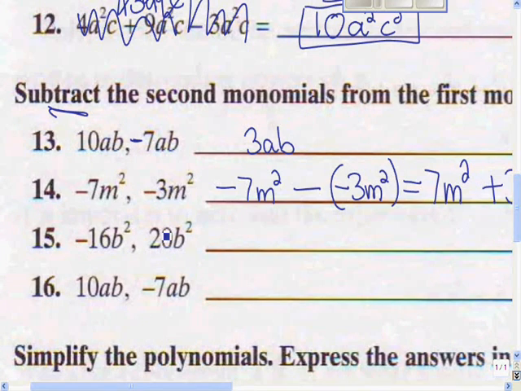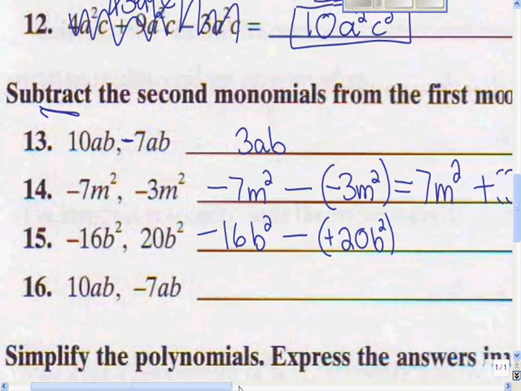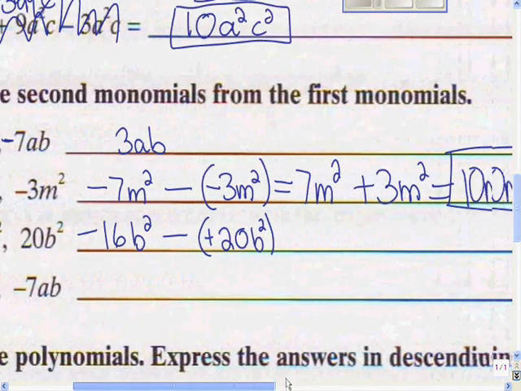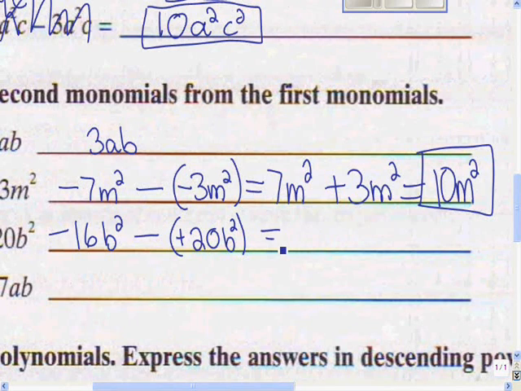Here again, I've got to subtract the second term from the first term. So I'm going to write negative 16b squared minus a positive 20b squared. Right? Okay. So if up here this means subtract the negative, well here this means subtract the positive. So if I subtract the positive, what do I have left? I've got a negative left.